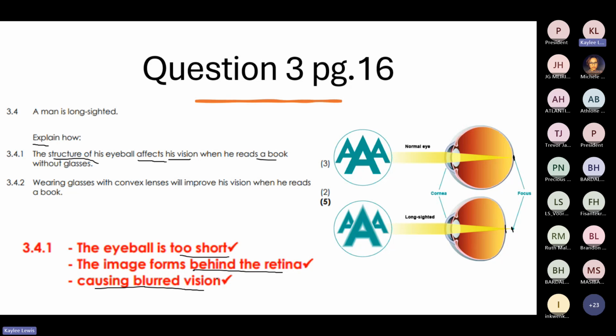All right, so you had to almost break it down. Firstly, you're talking about the eyeball. In this case, it's too short. Therefore, what happens?